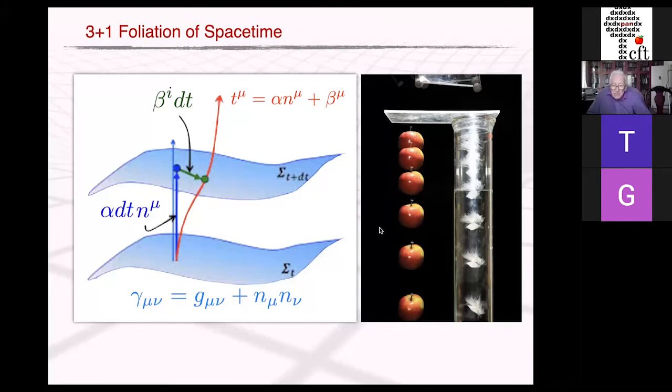Sorry, can you see my pointer? Yes. Okay. So it's like taking time-lapse photos of the spacetime.